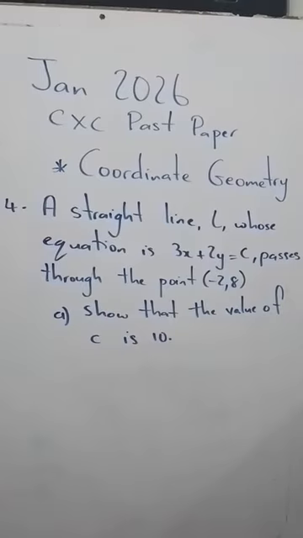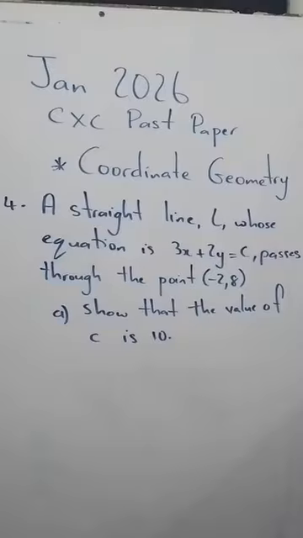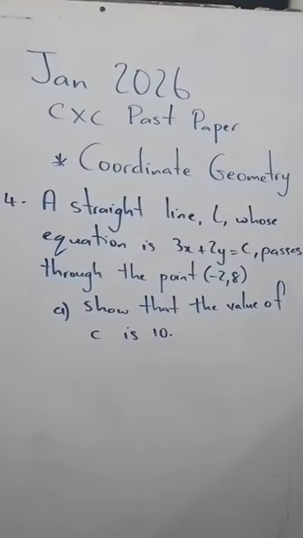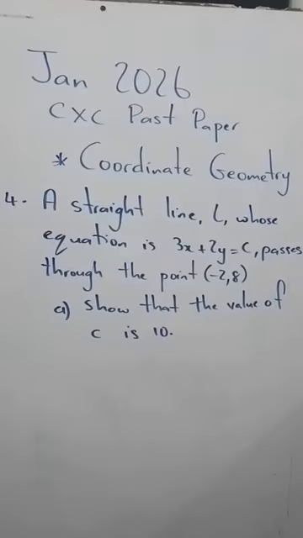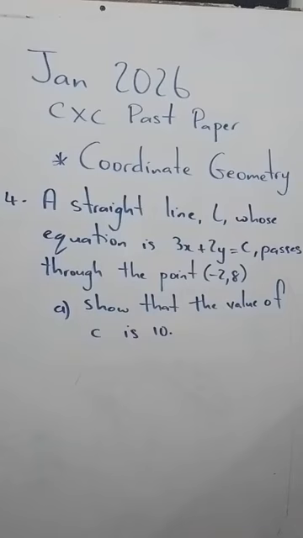Today we're looking at a past paper question, January 2026, and the focus in this video is on the coordinate geometry question. It's number 4 on the past paper. It looks at a straight line L whose equation is 3x plus 2y equals C. That's a letter C. It passes through the point (-2, 8).